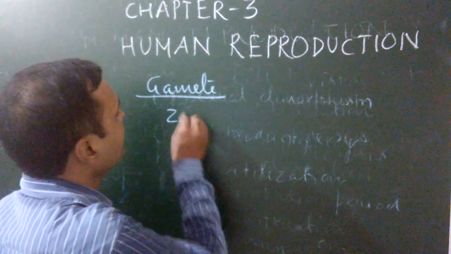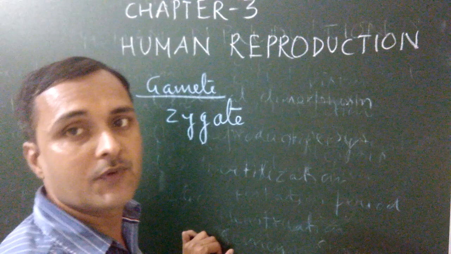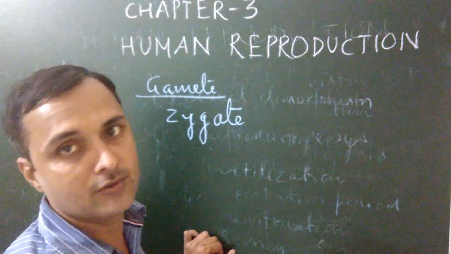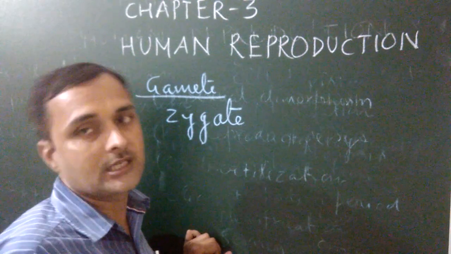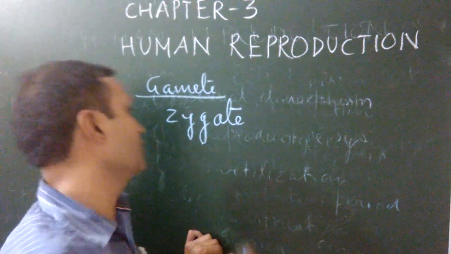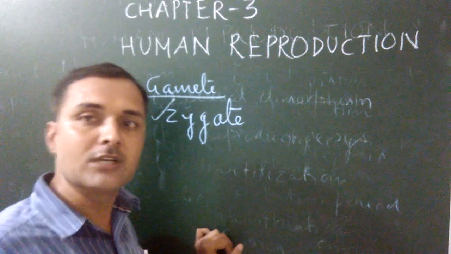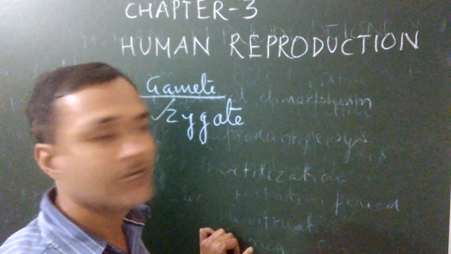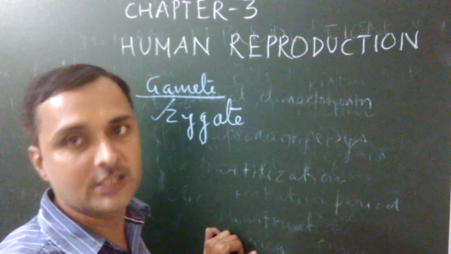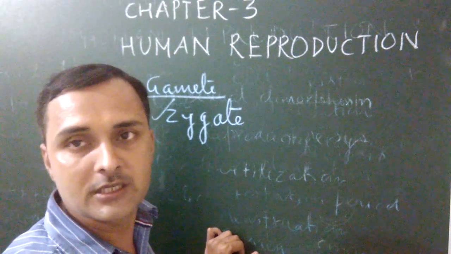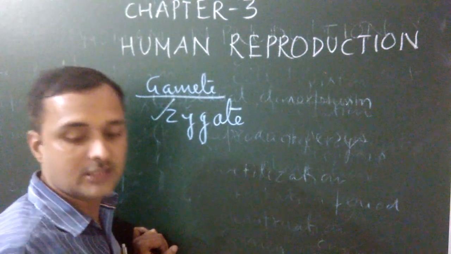Come to the next, zygote. A diploid cell which is formed by the fusion of male and female gametes is known as a zygote. Diploid means it has a whole, complete set of chromosomes. In humans, the gametes, sperm and egg, contain only 23 chromosomes, and the zygote contains 46 chromosomes, because 23 chromosomes are carried by the sperm and 23 chromosomes by the egg.